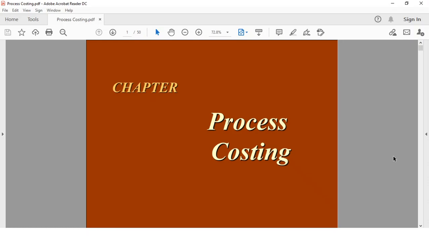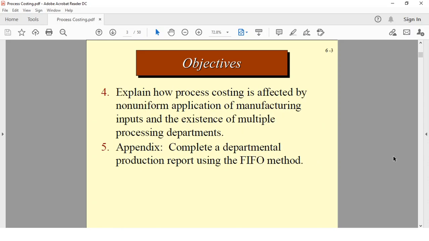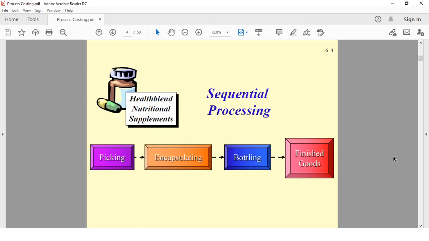In this video, these are the following objectives. Describe the basic characteristics and cost flows associated with process costing. Define the equivalent units and explain their role in process costing. Also explain the difference between the weighted average and the FIFO method of accounting for process cost. Prepare a departmental production report using the weighted average method. Explain how process costing is affected by non-uniform application of manufacturing inputs and existence of multiple processing departments. And complete a departmental production report using the FIFO method.